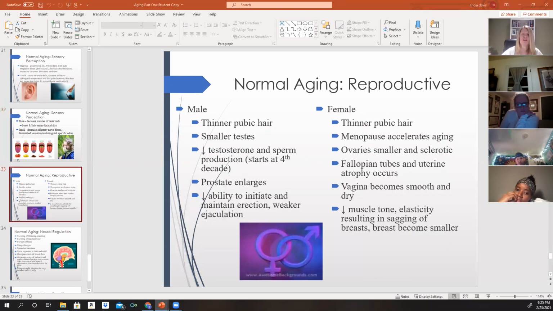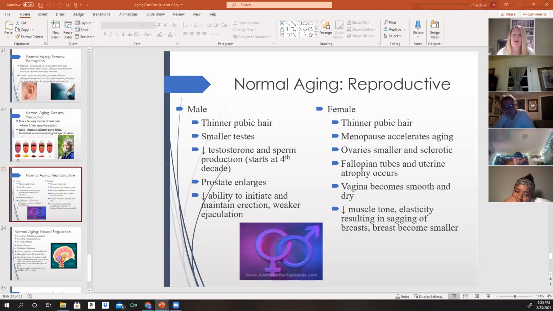Reproductively, males are going to have thinner pubic hair and smaller testes. Their testosterone and sperm production is going to decrease starting in the 4th decade. So when they are 40 years old, their prostate is going to enlarge, and they may have difficulty initiating and maintaining an erection, and a weaker ejaculation.